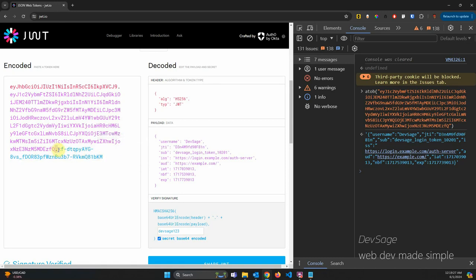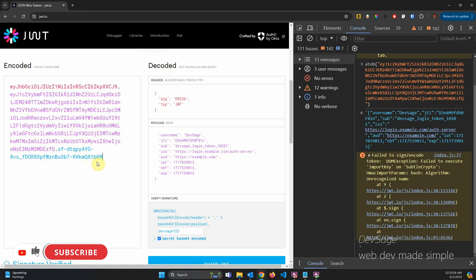It's separated by this last dot. So each piece of the JWT is separated by a dot. It's going to be the base64 encoded header, dot, base64 encoded payload, dot, signature, which is the output from this SHA-256 hash call.